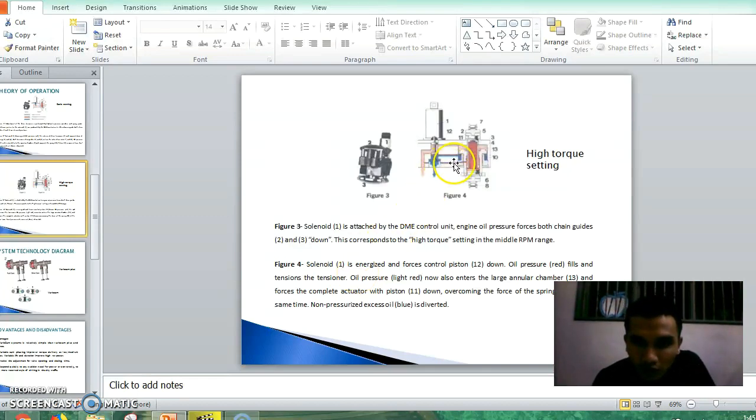On the figure, they show you 3 different colors. They represent the oil pressure as the system works. The red color means high pressure.